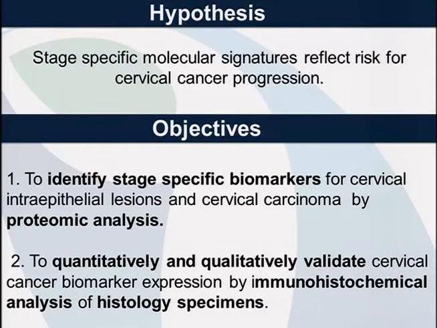So our hypothesis was that there are molecular signatures that are specific for the stages and that they might reflect cervical cancer progression. In order to test this hypothesis, we wanted to first identify stage-specific biomarkers, and for this we used a proteomic analysis. Secondly, we wanted to quantitatively and qualitatively validate the biomarkers that we identified by the proteomic analysis through immunohistochemical staining in histology specimens and tissues.